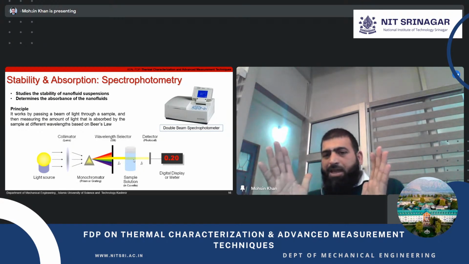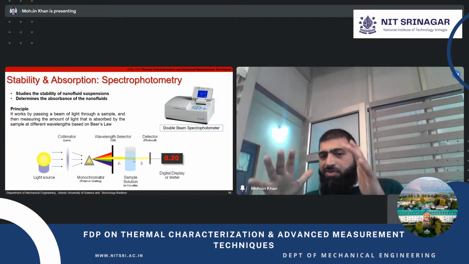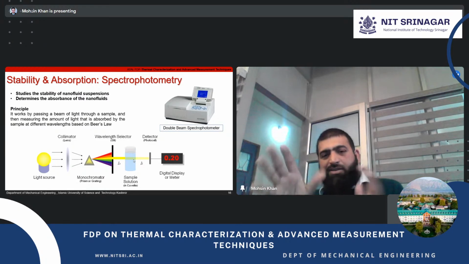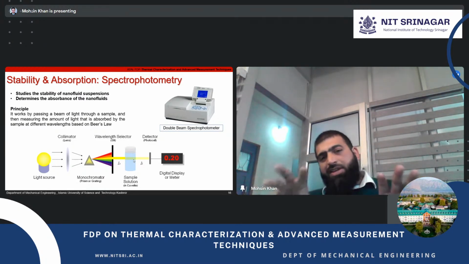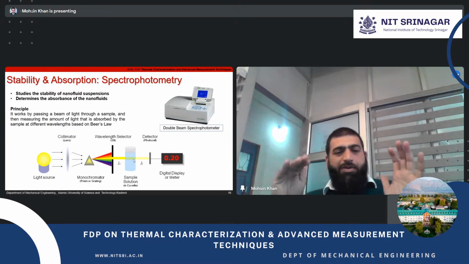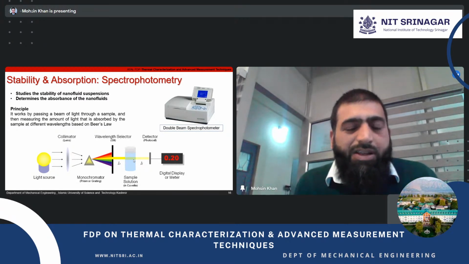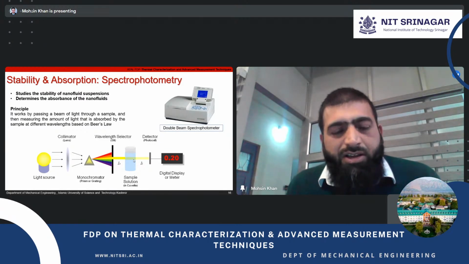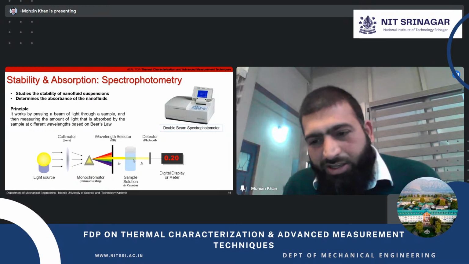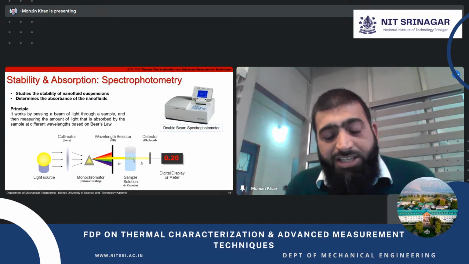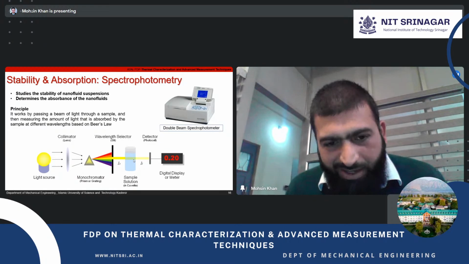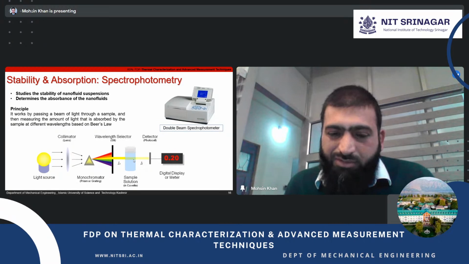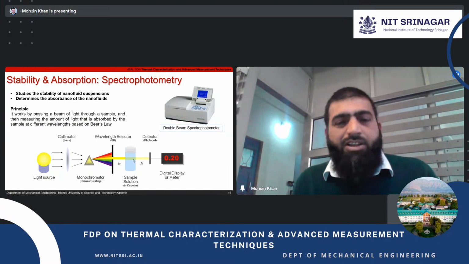So the absorbance will decrease. If we compare the absorbance of 7 days before and 7 days after, there will be a difference. Depending upon the absorbance, we can see whether the particles have settled down or not. This is how it is used for stability. Further, if the sample is to be used for solar applications, I can see what amount of light is absorbed in which category of wavelength. It will be very easy to understand and optimize using spectrophotometry.